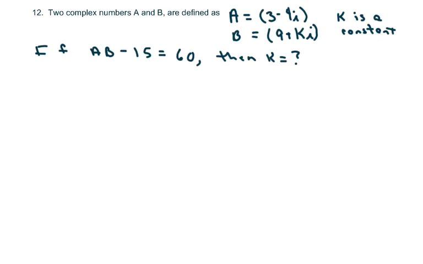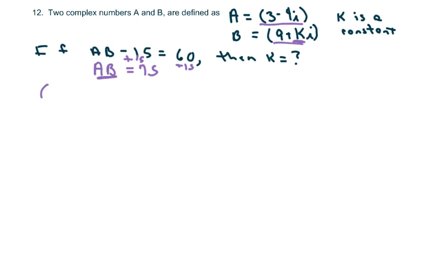Okay, the last one, we have two complex numbers. In this case, k is a constant. So they say if a times b minus 15 is 60, then what is k? And this is a griddable. So what we want to do is notice that ab actually equals 75. I'm going to add 15 to both sides here. The next thing I want to do is multiply a and b so I can figure out what this is.